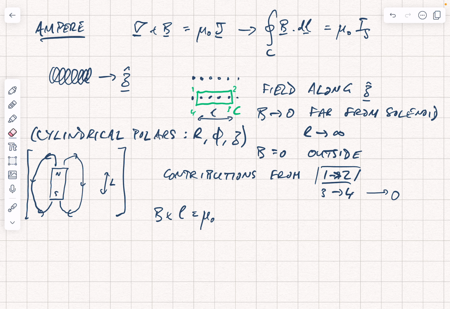Now the total current passing through the surface is n over L, so that's the number of turns divided by the length, so that's turns per unit length, multiplied by the length, multiplied by the current per turn. And from there we can see that B is equal to mu naught N i over L in the Z direction. You'll have seen that before. I just wanted to go over the details to make sure that the key ideas were clear.